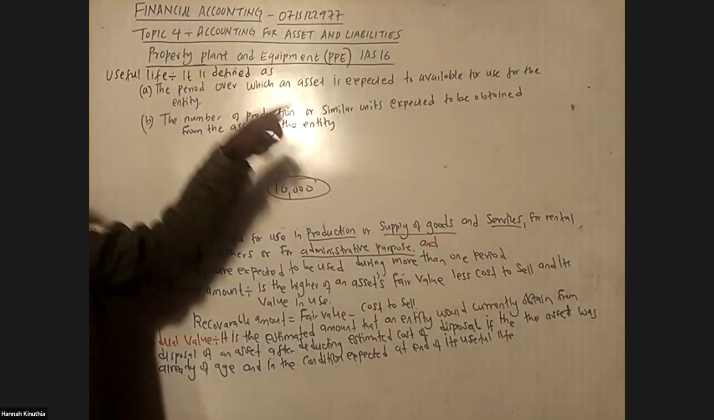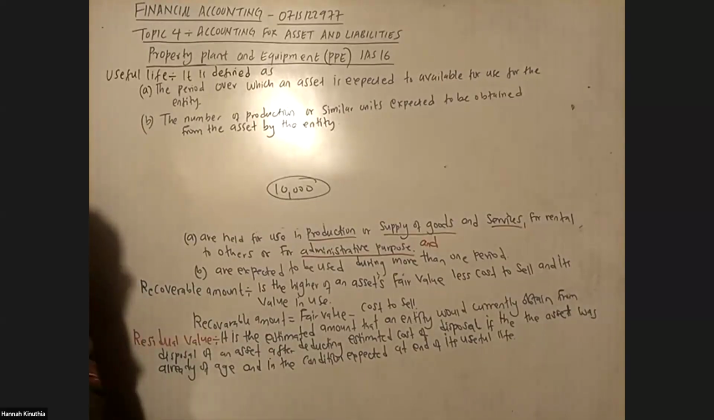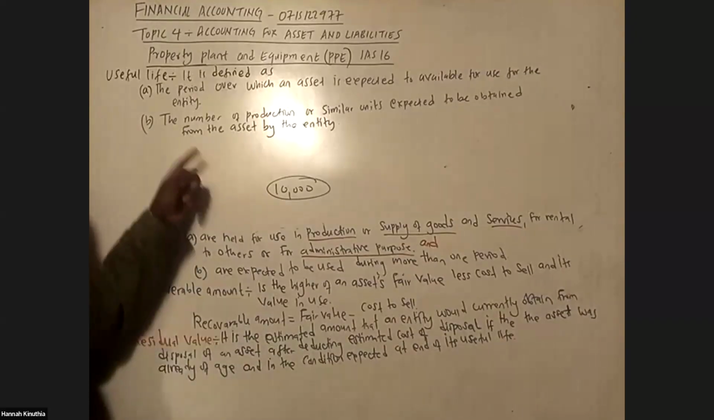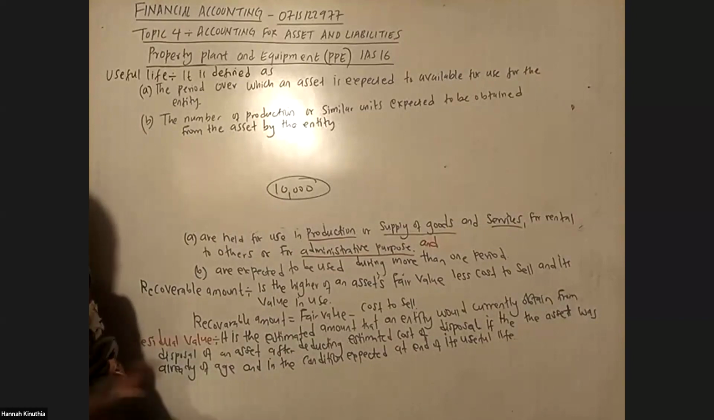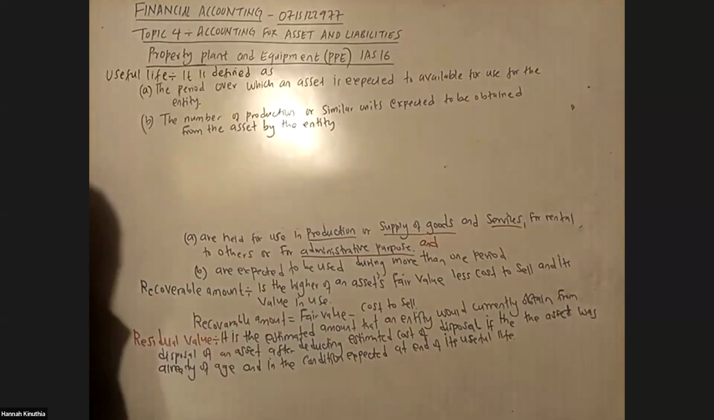So number one is the best one: the number of years that the asset is expected to last. The number of years that the asset is expected to last is what we call the useful life. Or number two, the number of units of production that the asset is expected to produce in a given period is also called the useful life. So what we expect from that asset is what we call the useful life.